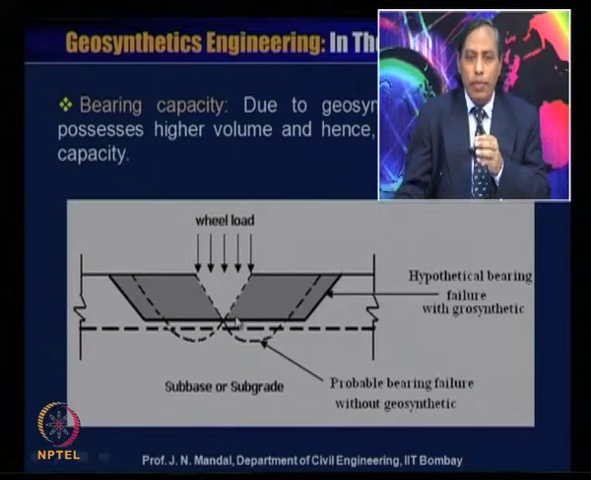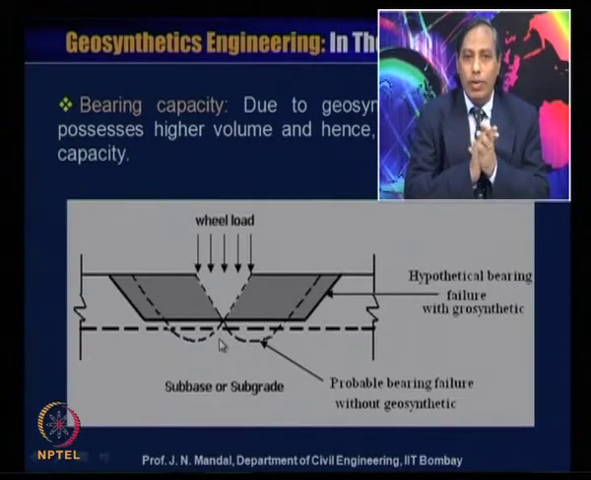On the other hand, if you provide the geosynthetic material, then this is the hypothetical bearing failure with geosynthetics. You can see it is like this and it is like this. That means there is an increase in the bearing capacity because the failure zone passes through a higher volume with respect to the probable bearing failure without geosynthetic material, and that is the reason why the bearing capacity has been substantially improved due to the presence of geosynthetic material. So this is the second mechanism, how the geosynthetic material can improve bearing capacity.